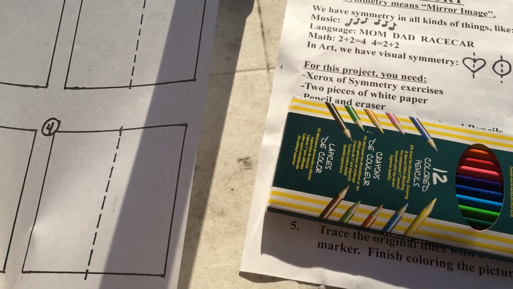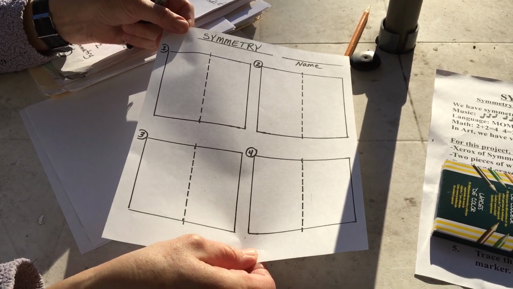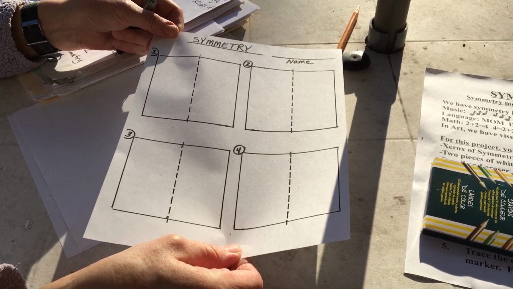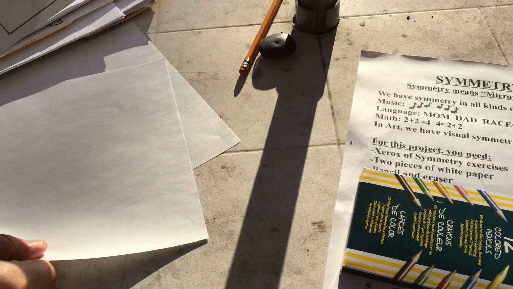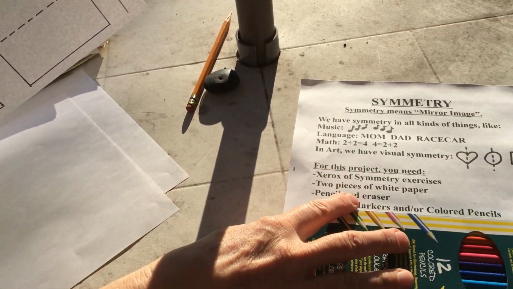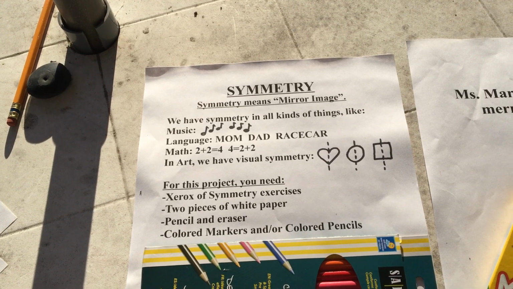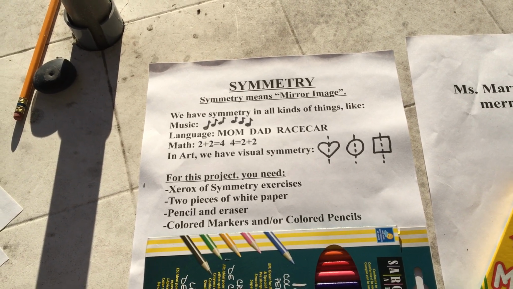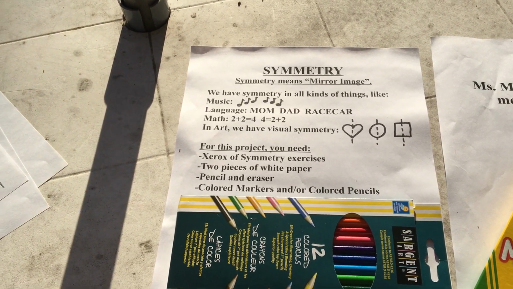It looks like this. 4 boxes on it. It says symmetry on the top. We'll do some exercises together. And then you just need 2 blank pieces of paper and a pencil and an eraser. And for the finished piece at the end, you'll need some colored markers or colored pencils. Maybe both, or maybe just one of those. Depends what you want to do.